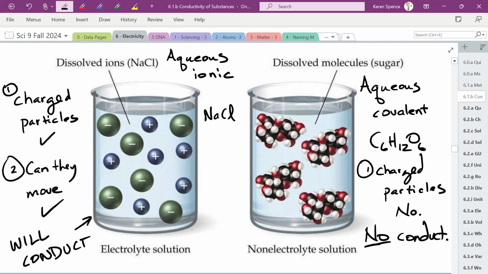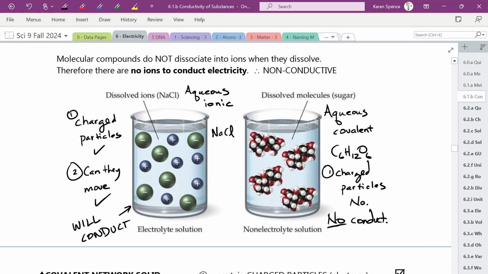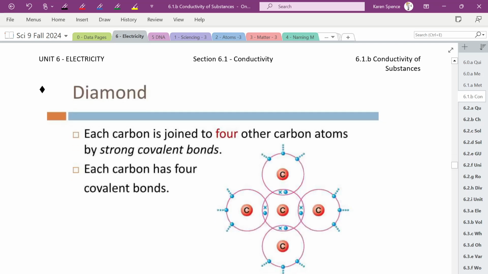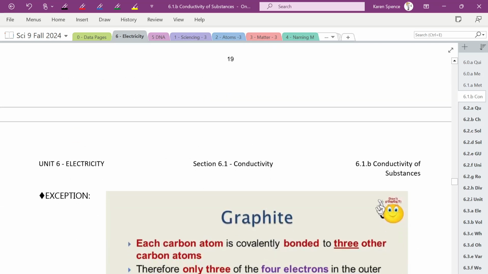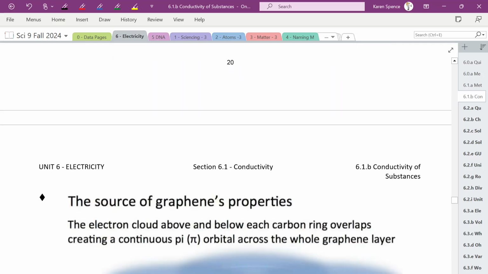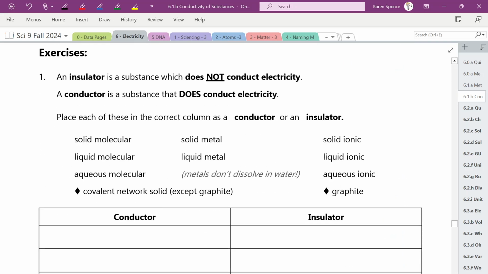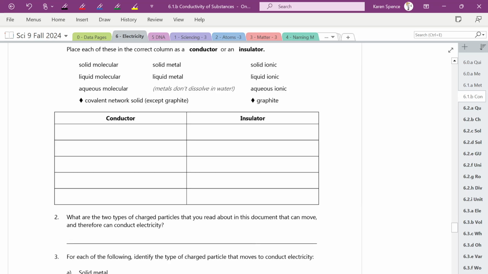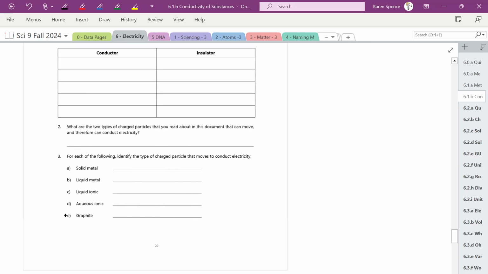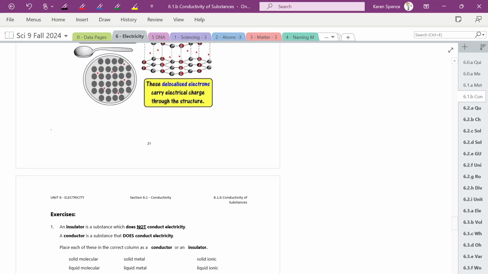Okay? And that's it. If you're interested in the covalent network solids, you can read about those on your own time. Homework: page 22. Just page 22.